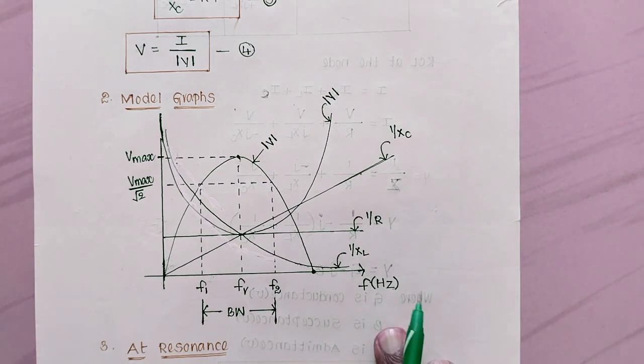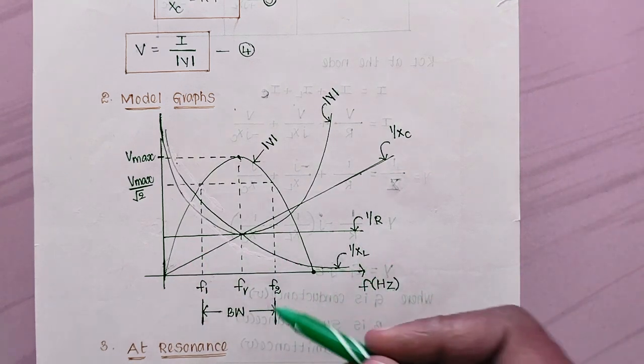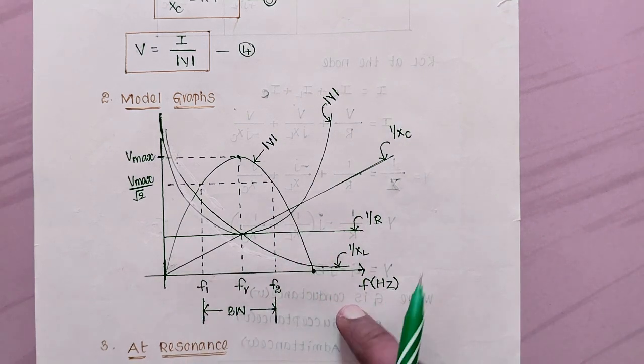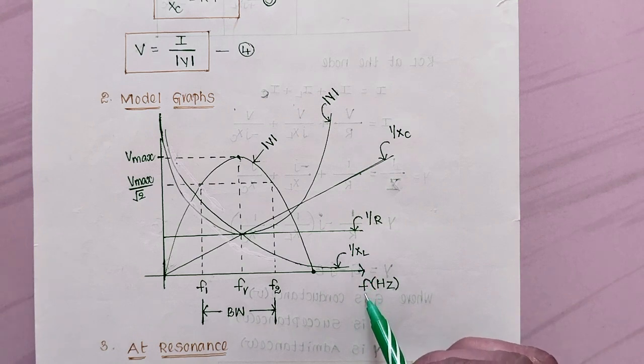First, 1 by R against frequency. If we draw 1 by R against frequency, 1 by R is a constant. It is independent of the frequency. So you get a straight line parallel to the frequency axis. So this is the 1 by R curve, 1 by R against frequency.